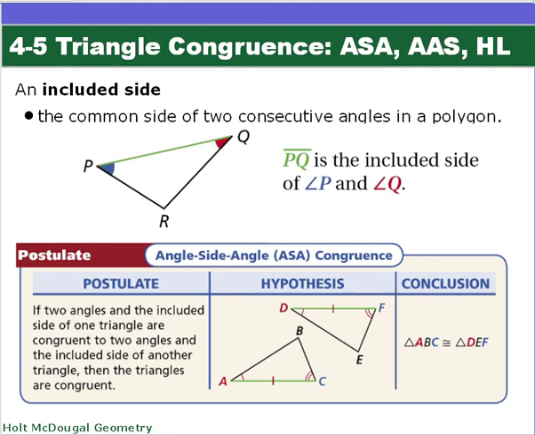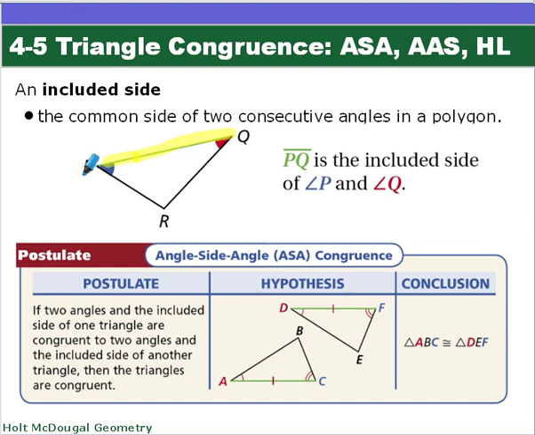All right, we have a few vocabulary words that we need to remember. Included side. It's kind of like included angle, so you probably don't remember this because we haven't covered it yet, but we did cover included angle. So it's the side between two consecutive angles. In this case, PQ would be the included side in between angles P and Q.